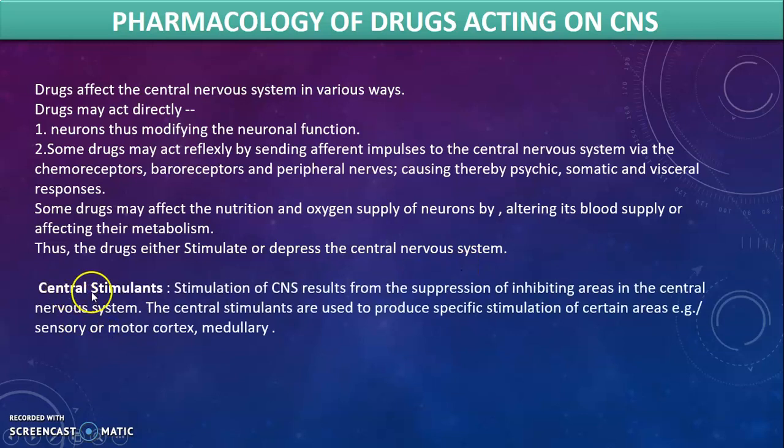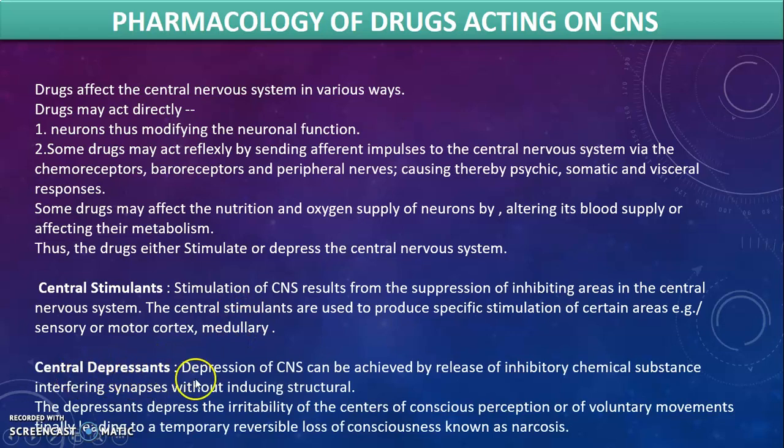First of all, we see what is meant by drug stimulants. Stimulation of the central nervous system results from the suppression of the inhibiting areas in the central nervous system. Central stimulants are used to produce specific stimulation of certain areas, for example the sensory and motor cortex and medulla. Central stimulants increase the central nervous system secretions.